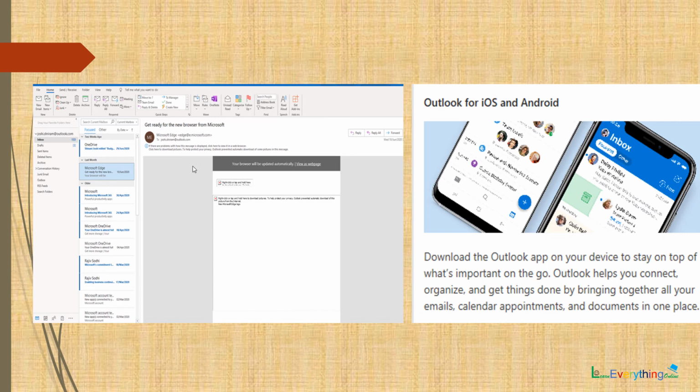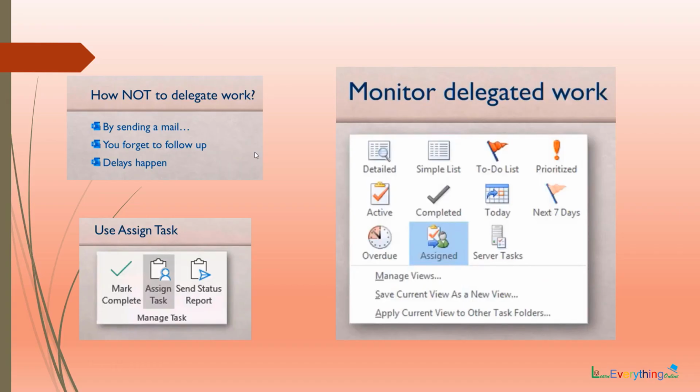Generally, when people were using Outlook earlier, it was a computer screen, desktop screen, laptop screen based program, but now this program is available as an app and you can download it on Android or iOS. Outlook helps you to connect, organize and get things done by bringing together all of your emails, calendars, appointments and documents in one place.